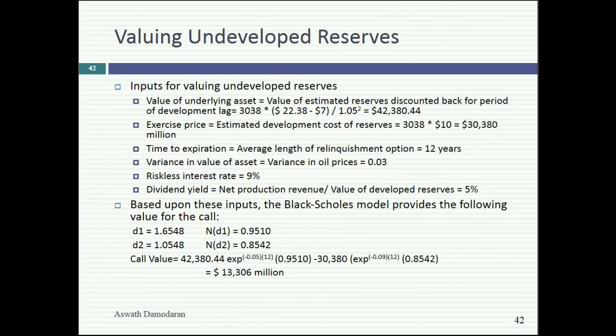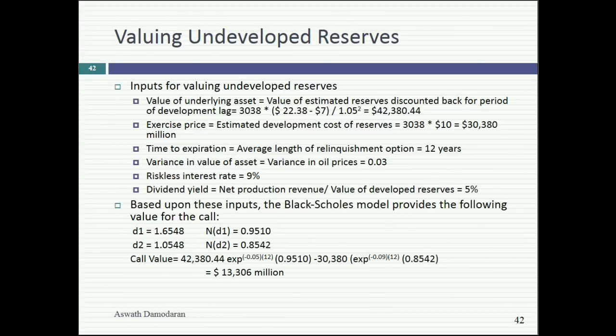The cost of developing these reserves is $30.38 billion. Let me pause right there. You're going to make $42.38 billion from developing the reserves. You have $30.38 billion as your cost. If I ask you to do the net present value of these undeveloped reserves, you're just going to take that difference, right? Which would be about $12 billion. So that's your DCF value for these undeveloped reserves.